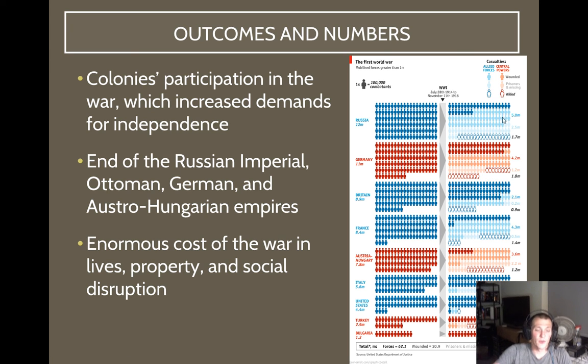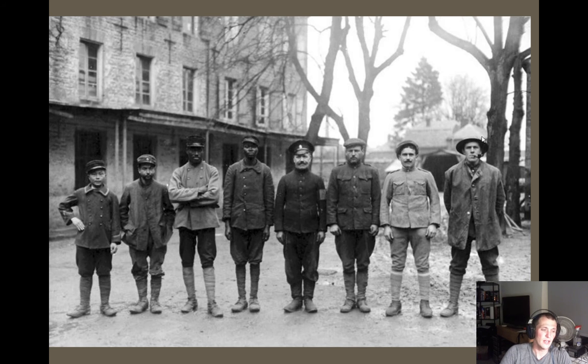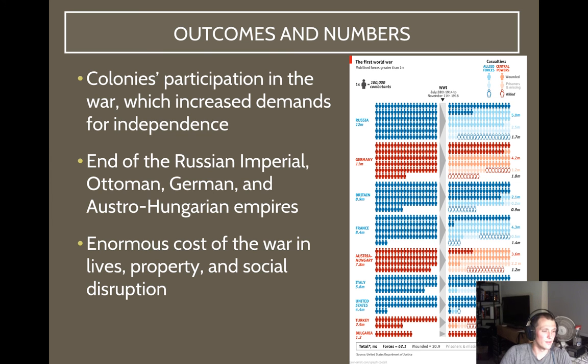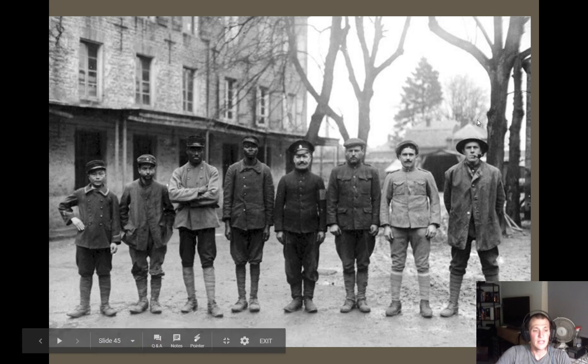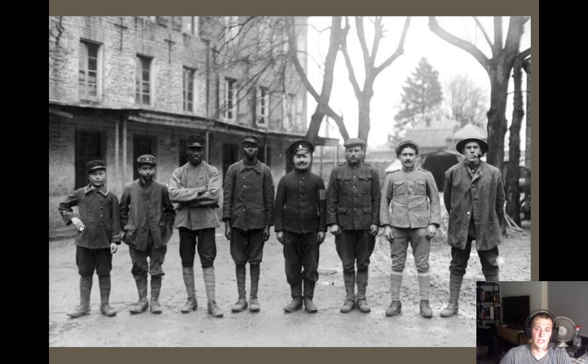As far as killed, you're also going to have an enormous cost of property, social disruption, all that good stuff. One thing that I didn't mention here is that the colonies participate, and that's what this is. This is all of the English colonies, essentially, lending their part. So there's one soldier from each colony lined up in this picture. I really like this picture. So that's the end of World War I.